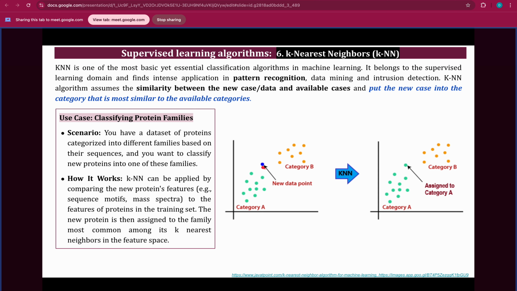In this case, the nearest point from category B will be this point, and from category A this point. When we find the distance, the distance to the category A point is minimum as compared to the distance to the category B point. So we can classify it into category A. In this figure it is quite difficult to interpret the distance, but in reality you will be able to identify the distance on the basis of features. So k nearest neighbor means you are trying to identify its nearest neighbor, and whichever category it is nearest to, it will be classified into that particular category.